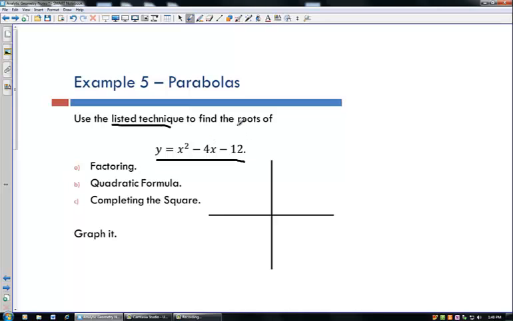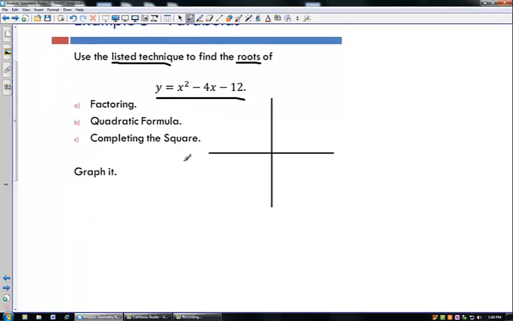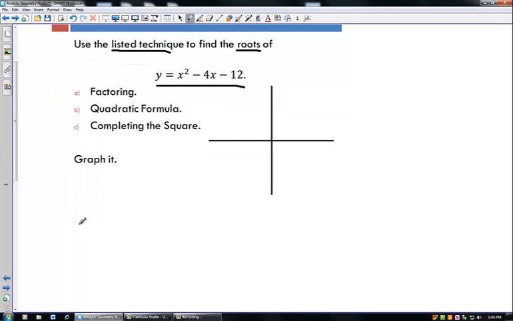Now when I say find roots, hopefully you know what that means. That means take this formula here and set it equal to 0. And so we're going to do this different ways, and you should be familiar with each way. I'm trying to review it to help you later on in this course. So by factoring, what we would do is you take x squared minus 4x minus 12. To find the roots, you set it equal to 0.